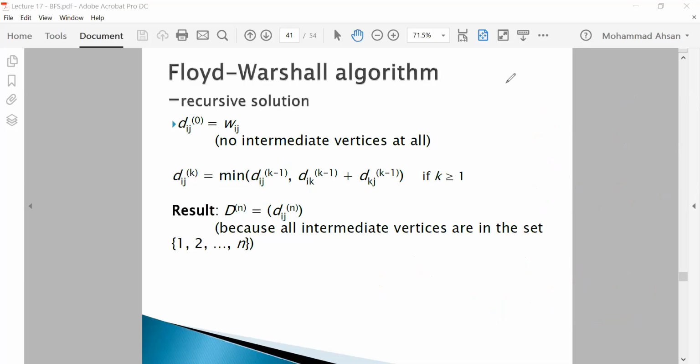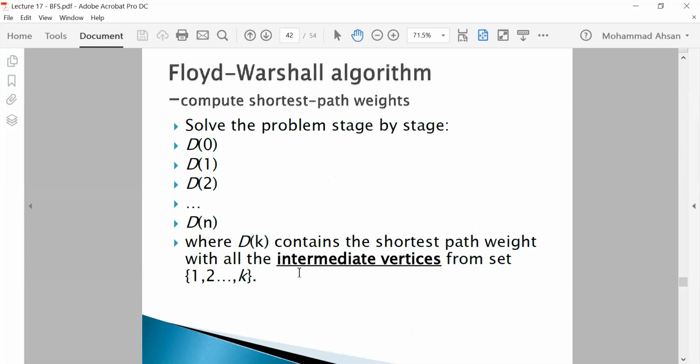And remember this k intermediate vertices: when you add all the intermediate vertices, you get dij with n intermediate vertices. That is what we want. We want the distance between every pair of vertices with all other vertices as intermediate vertices. Okay, so we solve the problem step by step.